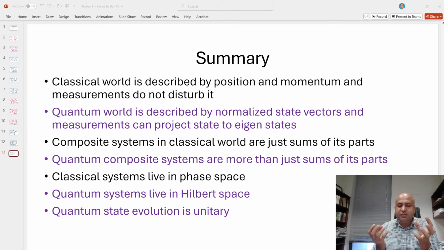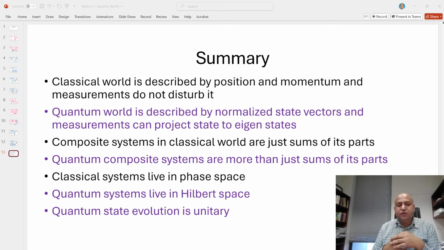And the major difference between classical and quantum physics is that in classical physics, our objects live in phase spaces, which are composed of position and momentum coordinates of the particles. And we can describe a composite classical system as just the sum of individual classical particles. Once we know everything about the individual classical particles, we can describe all the properties of the composite system.